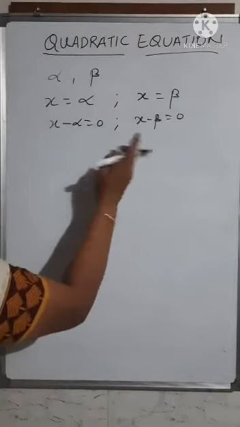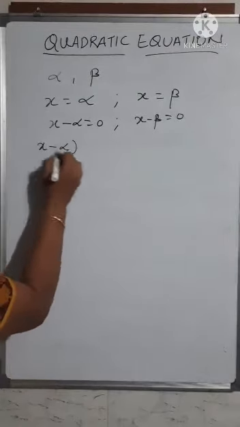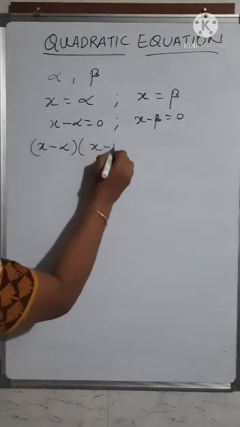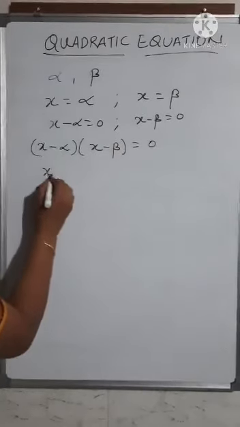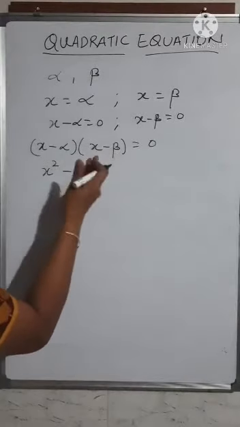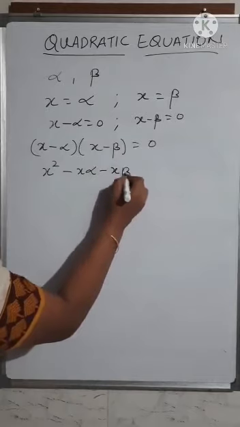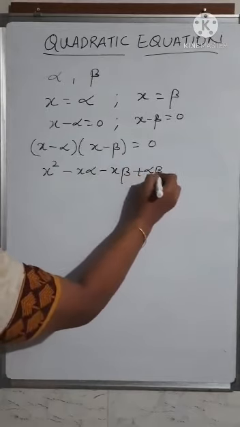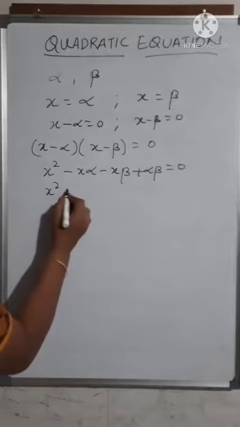Then I'll multiply the left hand side and I'll multiply the right hand side. So what I get is x minus alpha into x minus beta is equal to 0. Now opening the brackets, you are doing the binomial multiplication: x square minus x into alpha minus x into beta plus alpha into beta is equal to 0 after multiplying. Then you get x square.